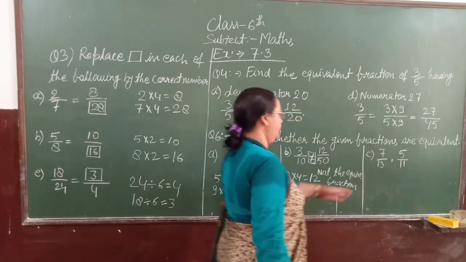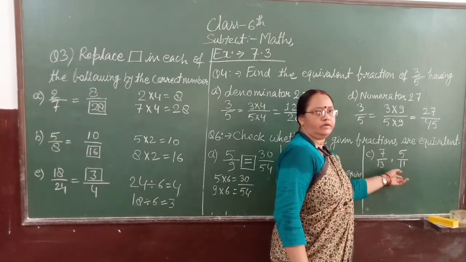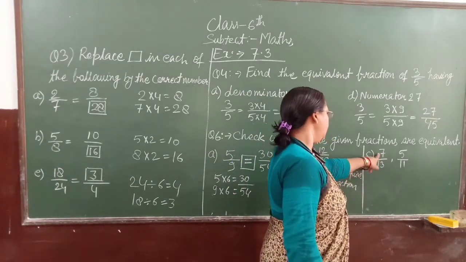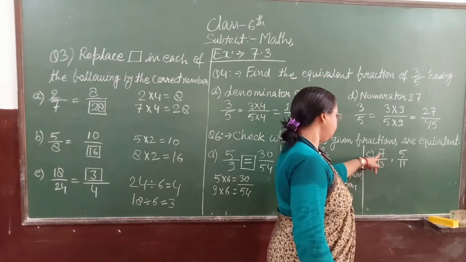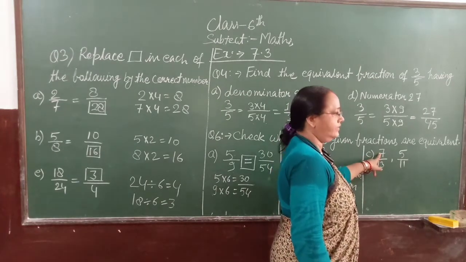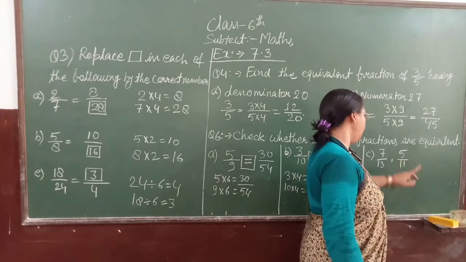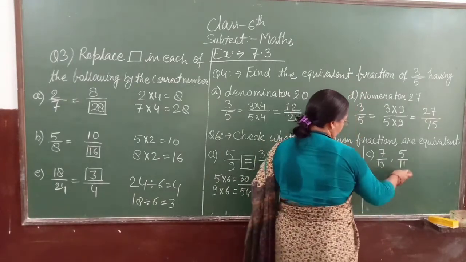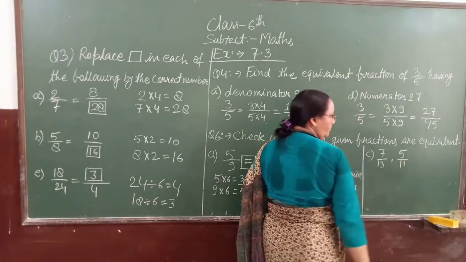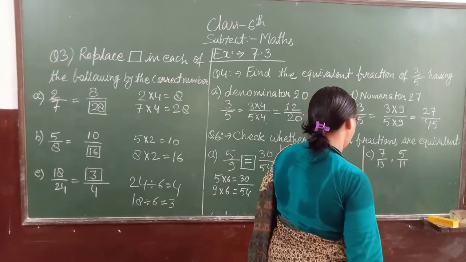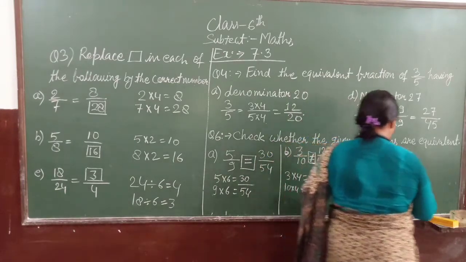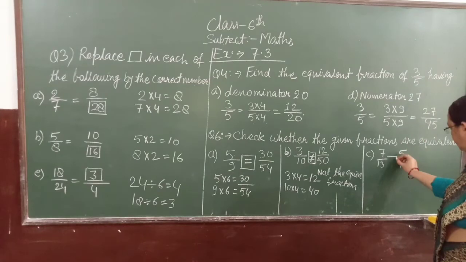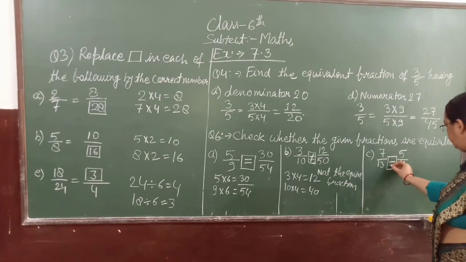And this one is also not an equivalent fraction because 7 multiples are a different thing and 5 multiples are a different thing. These all are prime numbers. So this is not an equivalent fraction.